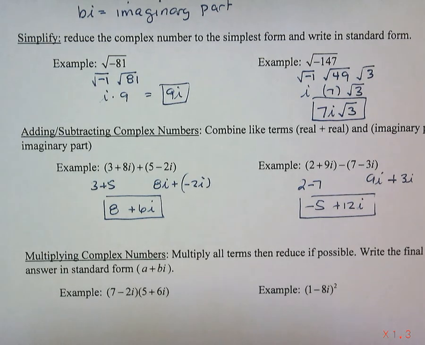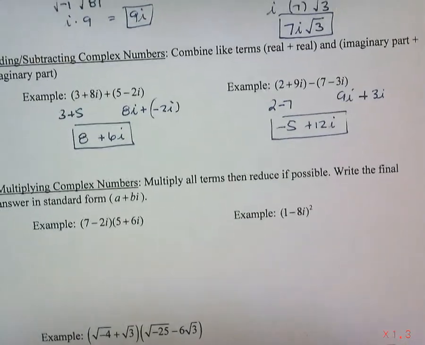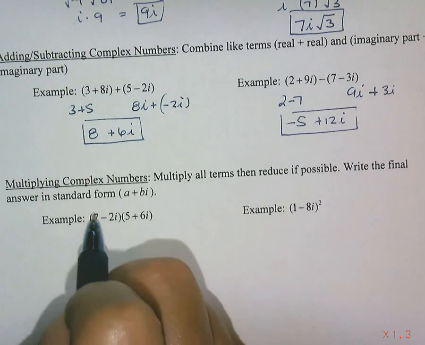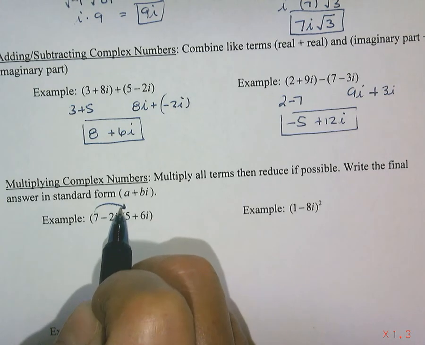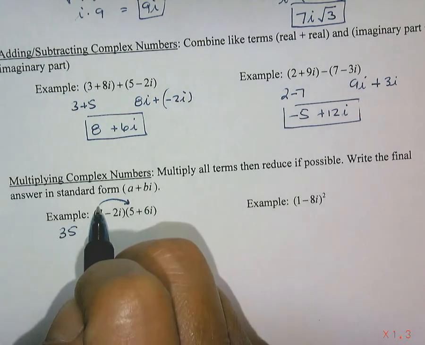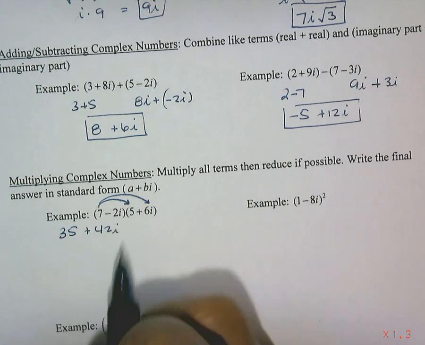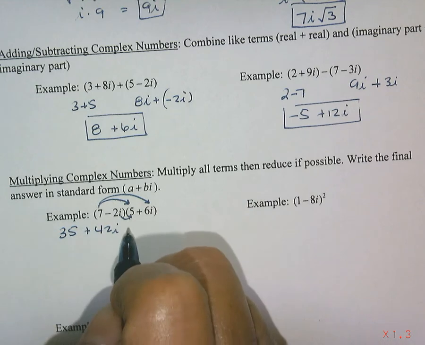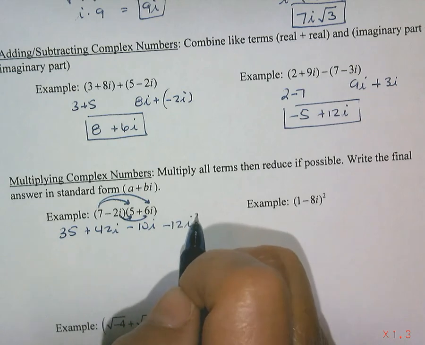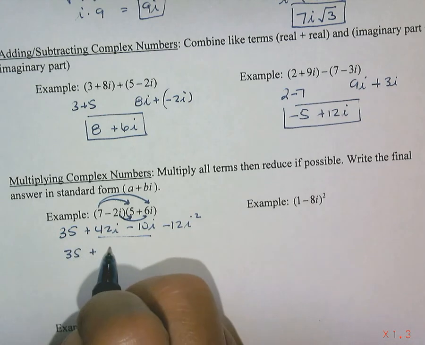Now multiplying is a little bit more challenging, but you just have to be very careful. So my first example, I'm going to make sure that I distribute. This parentheses multiplied by this parentheses means I'm going to have to distribute or FOIL. 7 multiplied by 5 is 35. Outside, 7 multiplied by 6i is going to be positive 42i. Negative 2i multiplied by 5, negative 10i. And negative 2 multiplied by 6i will be negative 12i squared. I can combine these middle terms. They're like terms, so 35 plus 32i.